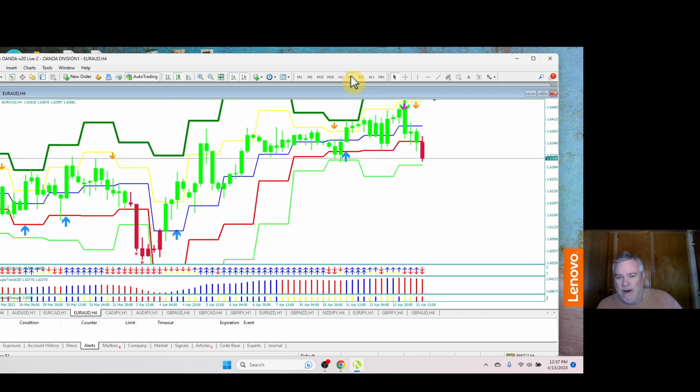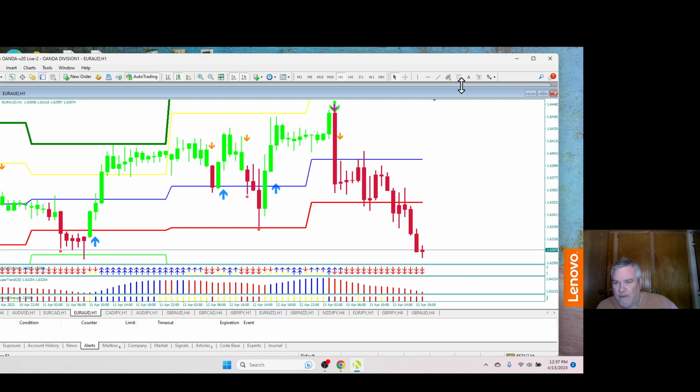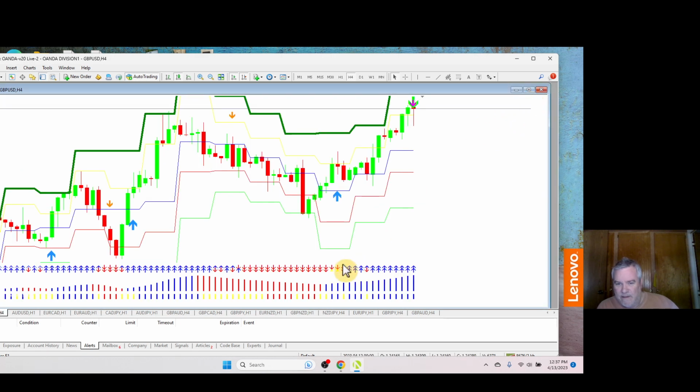See if the 4 hour had anything. Not really. It kind of ran away there. I'd like to see a push up into here to be able to actually sell and make it a low risk trade. That would have been too big a risk on the 4 hour for me. It would have been a wide stop. So that's the Euro Aussie dollar.